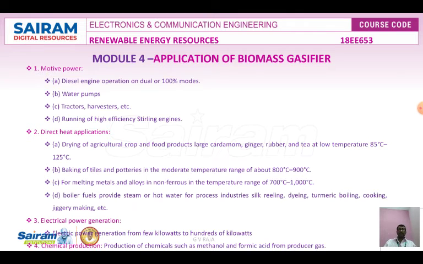The fourth point is boiler fuels, which provide steam or hot water for process industries like silk reeling, dyeing, turmeric boiling, cooking, and jaggery making. We are also using it for electrical power generation, from a few kilowatts to hundreds of kilowatts, obtained by using the gasifier product. Small scale electrical generation is also possible in this biomass gasifier process. Chemical productions like methanol and ethanol can also be produced.